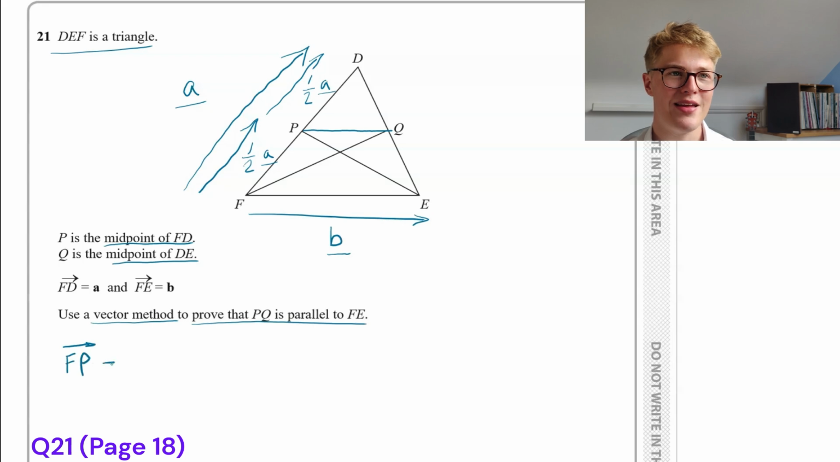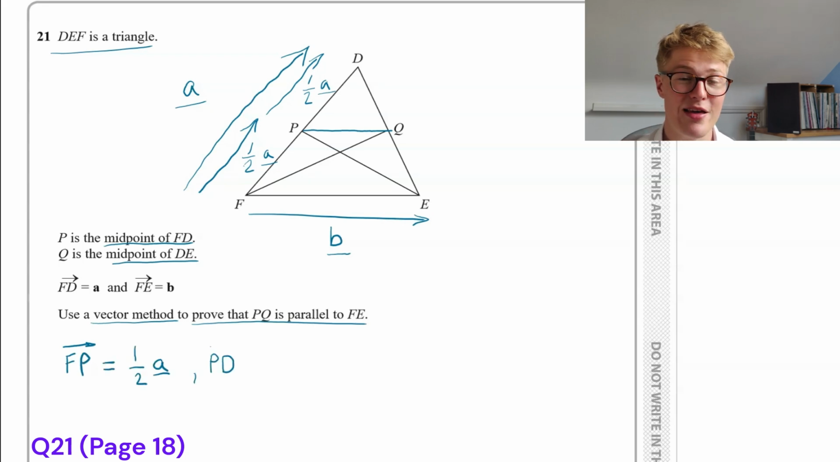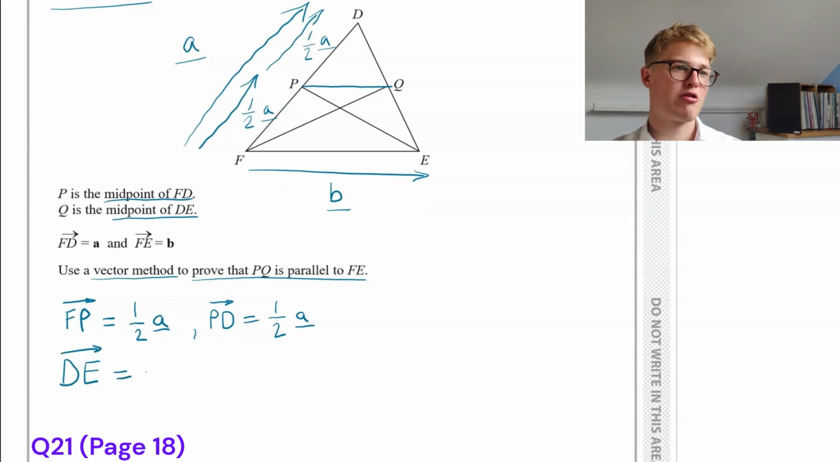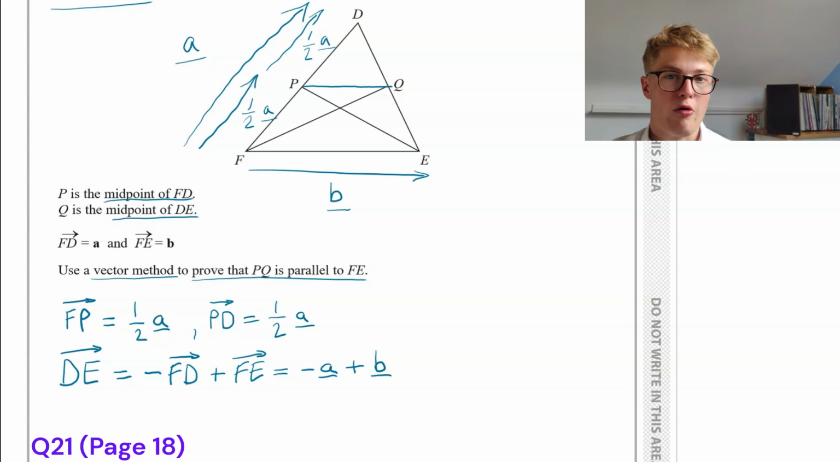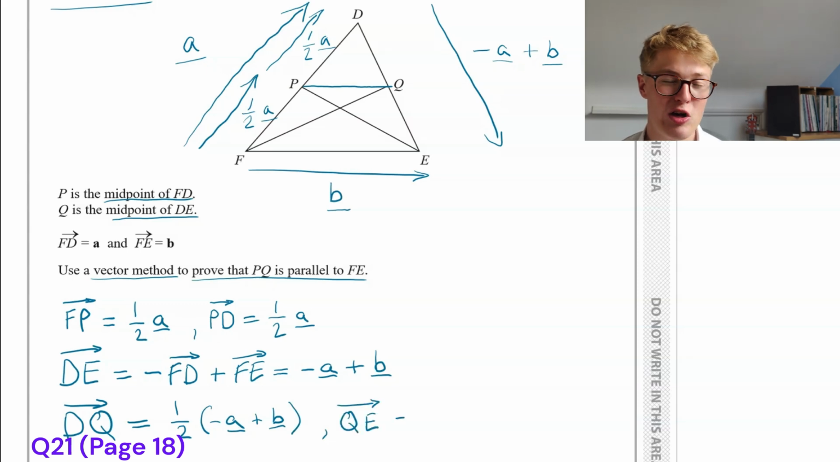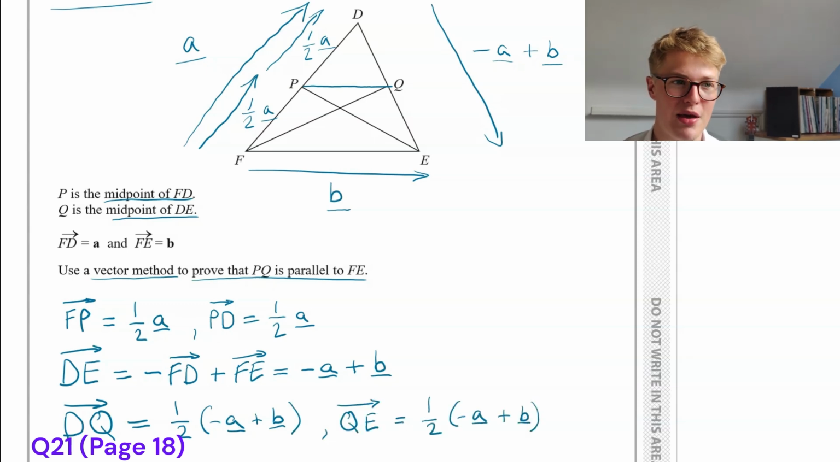We also know that PD is going to be a half A and FP is going to be a half A too. And now we can work out DE. So DE is going to be minus FD plus FE, which is minus A plus B. So since we know that Q is the midpoint of DE, we can say that DQ is going to be a half of minus A plus B, and QE is going to be a half of minus A plus B.